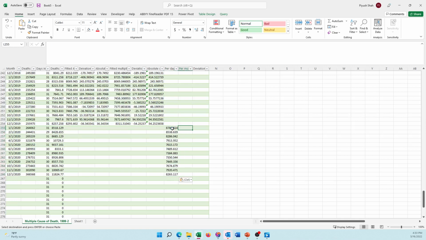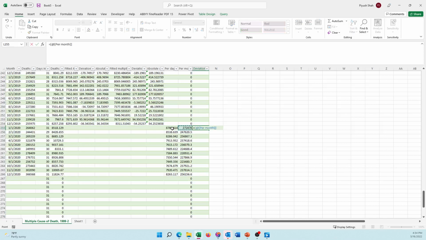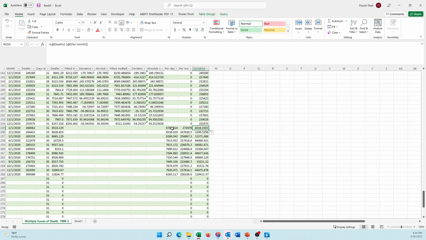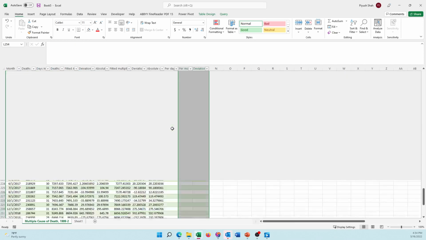and then I'm going to multiply it by the number of days to get the per month forecast, and then I'm going to find the deviation between actual deaths and forecasted deaths. So if you look at this data here, the actual versus forecast, I have to delete all these things at the top before I talk about that, so it shouldn't confuse us.